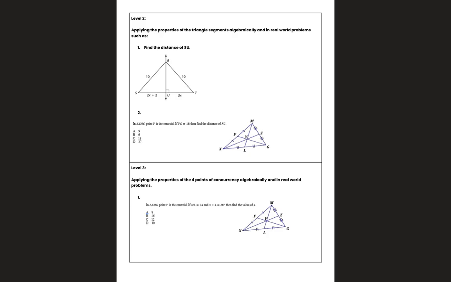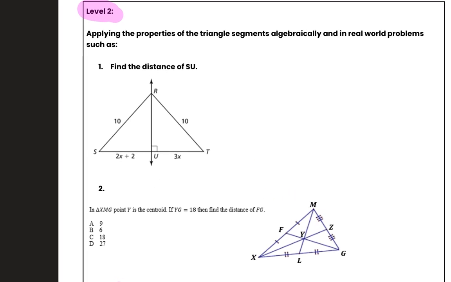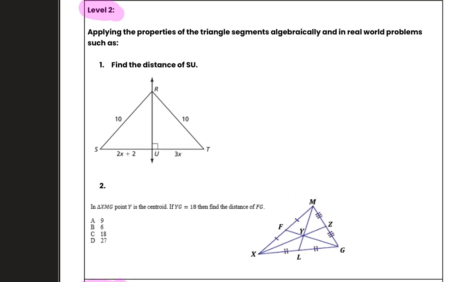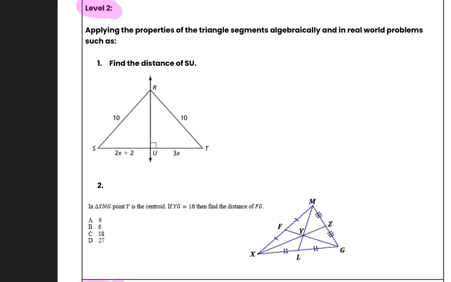Next, let's go on to our next level. So now these are the level 2 and then level 3 questions. What I'd like you to do is see if you can get both of these level 2 questions first on your own, and then we'll go over these. This one says find the distance of SU. Let's trace that out from S to U. We notice it's represented by 2x plus 2.